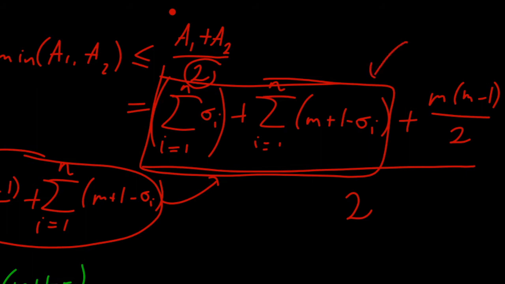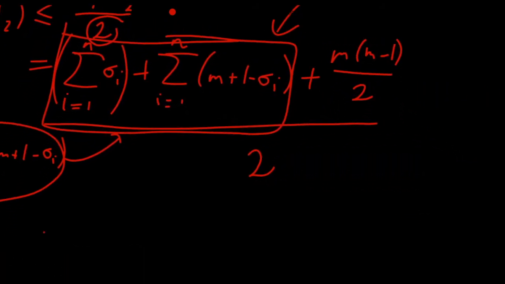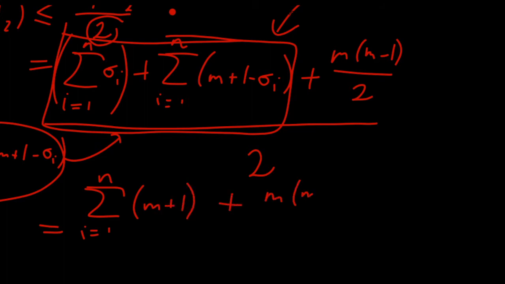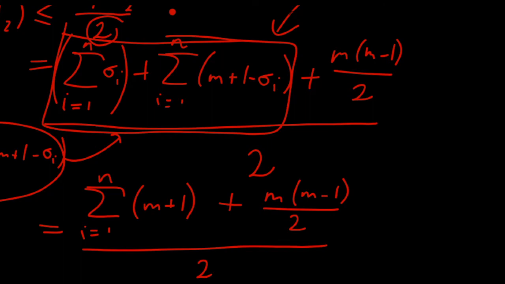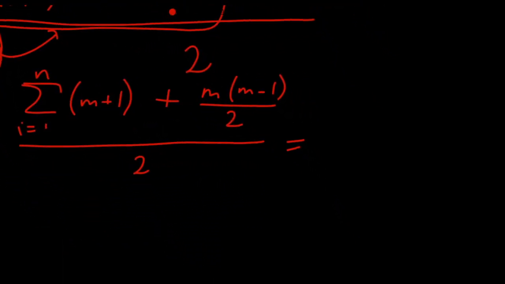Now here in the box, what I have is just a sum of n elements, sigma i plus m plus 1 minus sigma i, so the sigma i's nicely cancel out each other, which means that here I'll have the sum from 1 to n of m plus 1, plus this m times m minus 1 over 2. Yeah, that's great. Now of course the sum of n addends, each being m plus 1, is just n times m plus 1, plus this m times m minus 1 over 2.